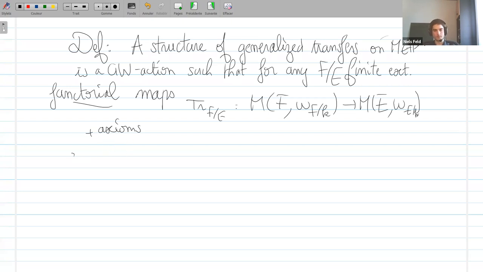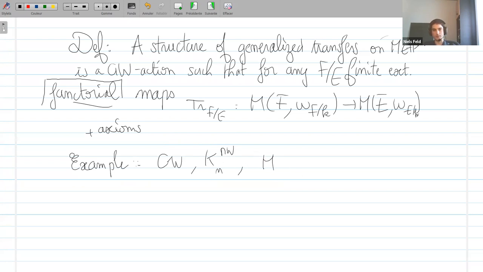So for instance, again, the axioms mean that the four different data are compatible with one another. And most importantly, I want the maps to be functorial. Like we see for Bass-Tate transfers, it is highly non-trivial to have functoriality. But for instance, GW defines a homotopy sheaf with generalized transfers, or more generally any Milnor-Witt K-theory in degree n.